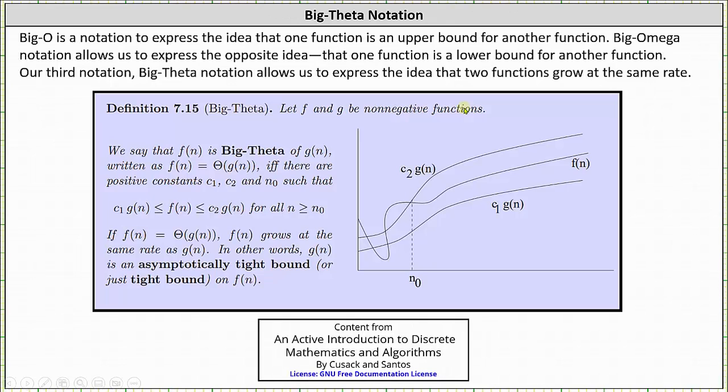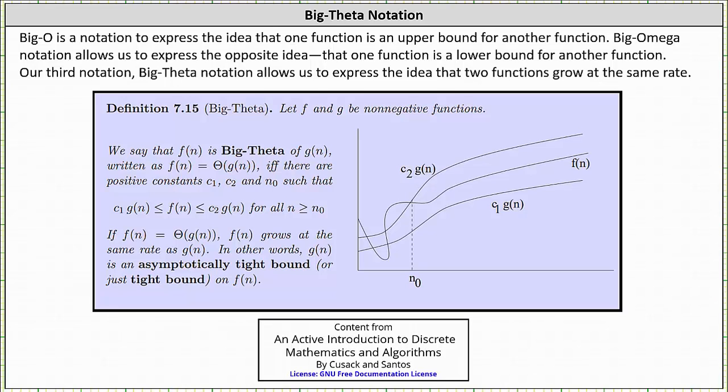For a review, recall that Big O notation is a notation used to express the idea that one function is an upper bound of another function. Big Omega notation allows us to express the opposite, that one function is a lower bound for another function. Our third notation, Big-Theta notation, allows us to express the idea that two functions grow at the same rate.